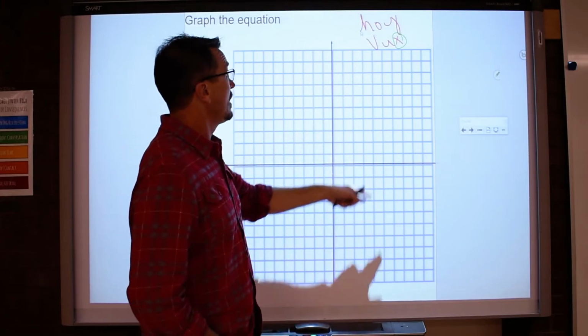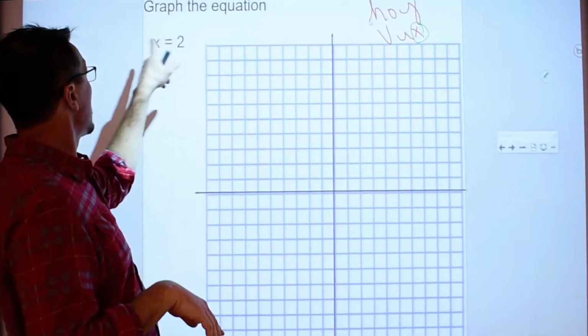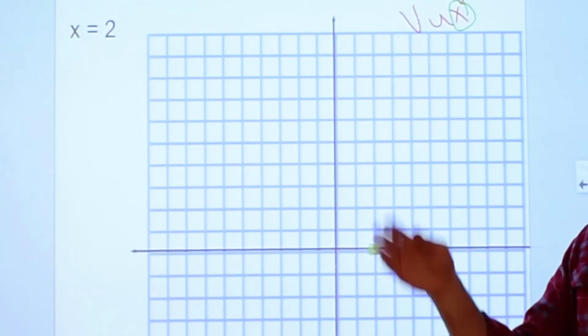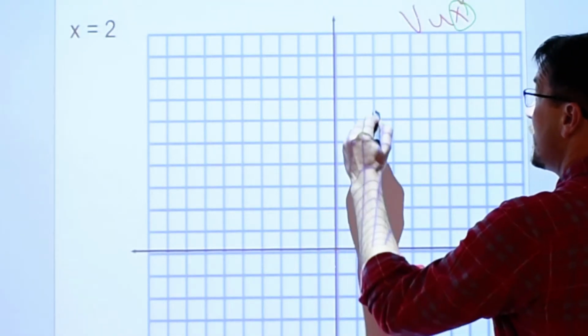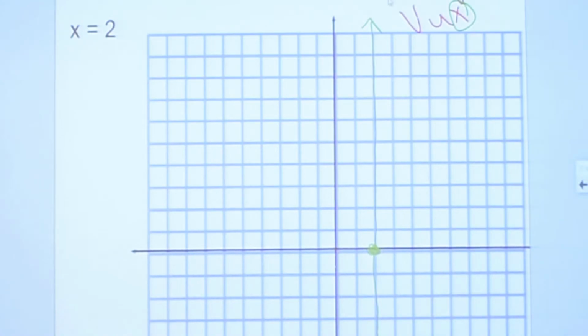Vertical means straight up and down. Undefined means no slope, right? And so I'm just going to the X. The X is 2, so where's X2? Oh, that's right here. And no slope is straight up and down, so I'm just going to draw a line straight up and straight down. If you know the secret way to do these, they can actually be super easy.